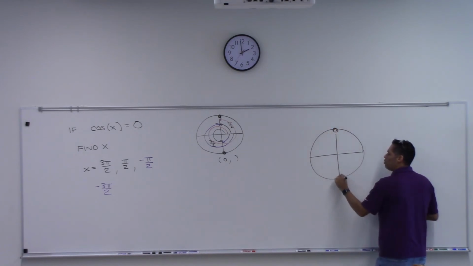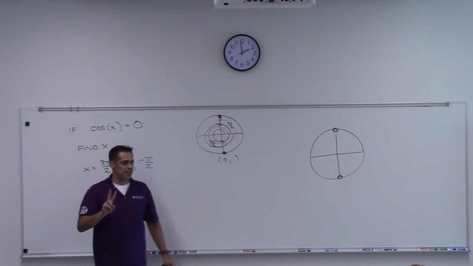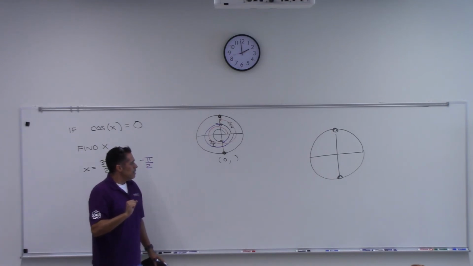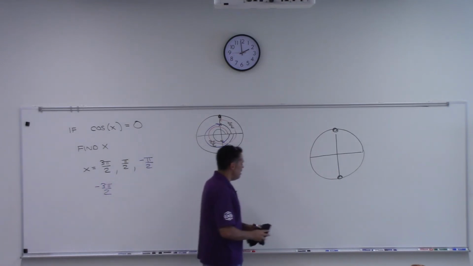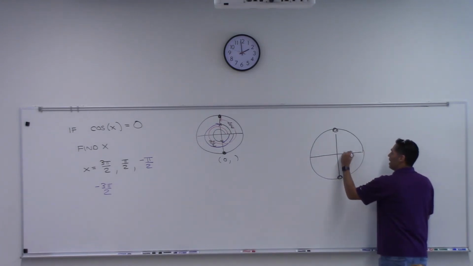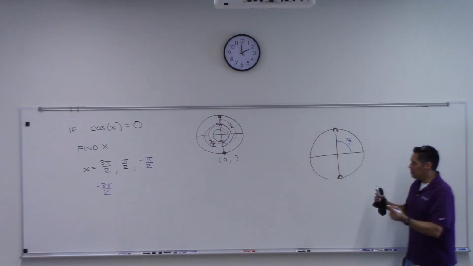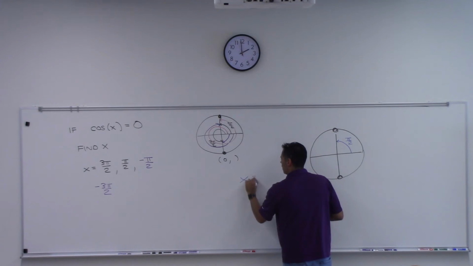These are the only two places on the unit circle where this is true, right? The only two places. What I'm seeing here is that all I really need to do is figure out what this angle is. That's pi over 2, right? So my answer, x, is pi over 2.